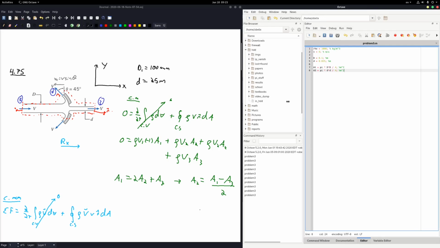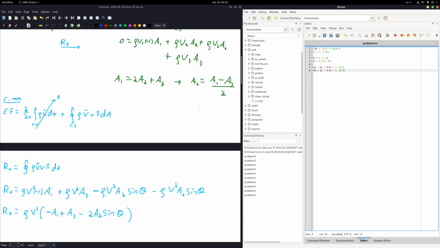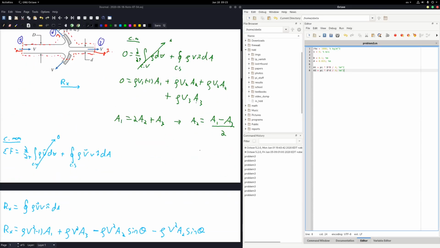So the next step is area 2. We know that area 2, from the conservation of mass here, is area 1 minus area 3, and that will be divided by 2, just like that. And again, this is going to be in meters squared. All right, so everything's in standard units.